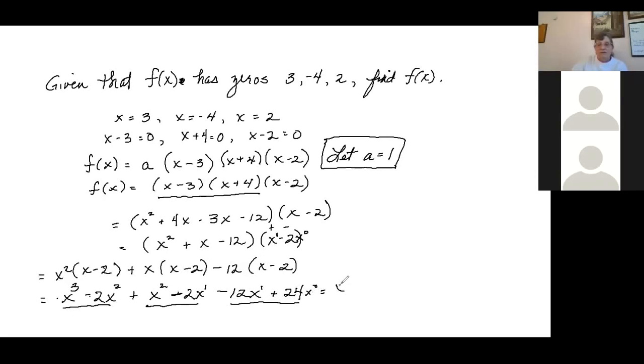So this is going to turn out to be x cubed, minus 2 plus 1 would be a minus 1x squared. Minus 2 and minus 12 would be minus 14x plus 24. That would be the final answer I'm looking for. This is the polynomial.